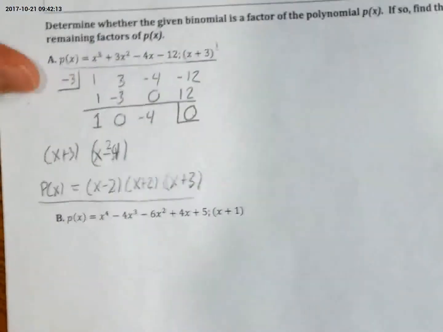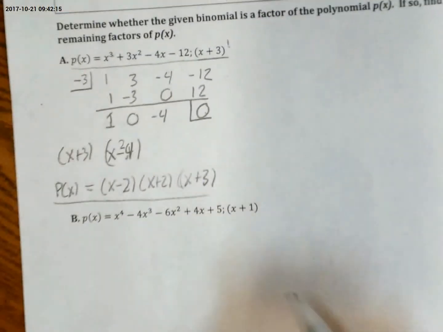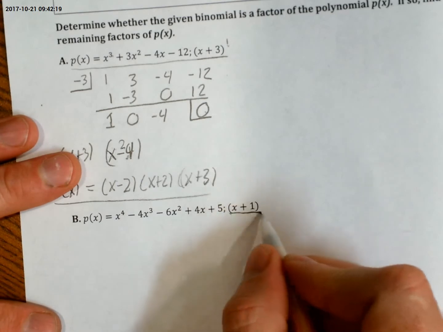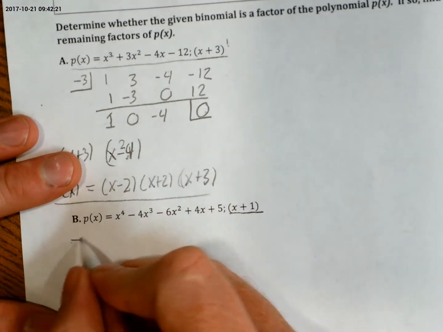We're going to do a couple more of these, and all your factoring situations come to play in here. So we're going to do it again. Here we go. We're going to use synthetic division. Instead of dividing by the factor, we're going to divide by the root, negative 1.